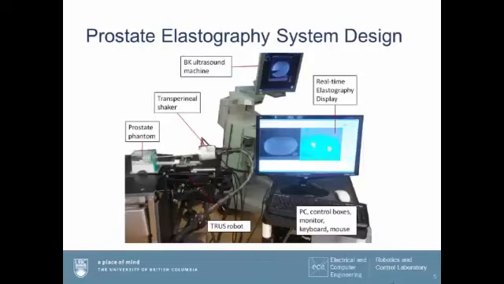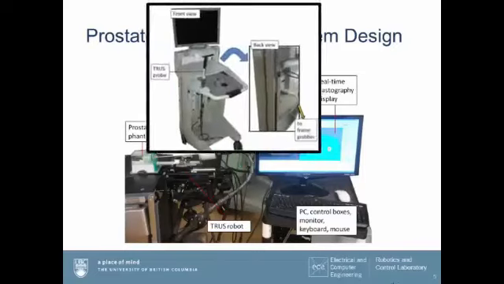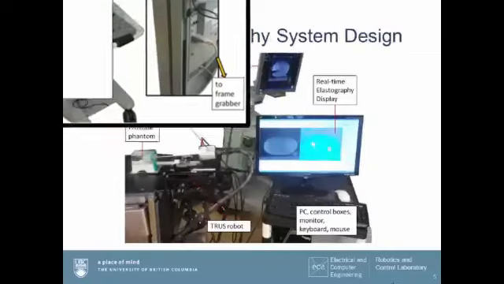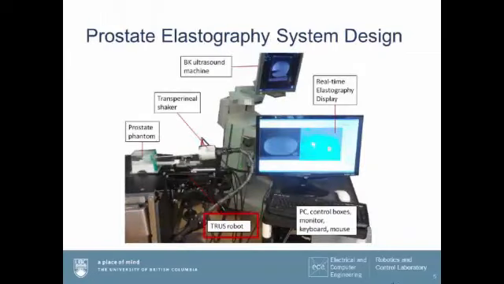So this is our prostate elastography system, and going through one by one, I'll start with the ultrasound machine. So we use the standard clinical BK Medical ProFocus ultrasound machine with the trans-rectal probe, 8848, a sagittal array of that. We use a frame grabber to stream the data into a PC, and we get beamformed IQ data. So this is the natural frame rate. It's not a regular frame rate.